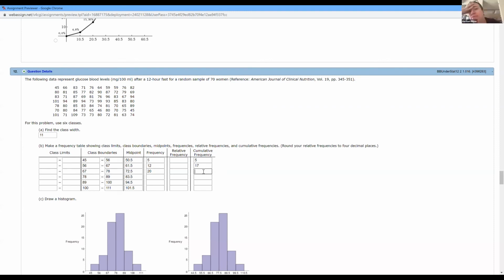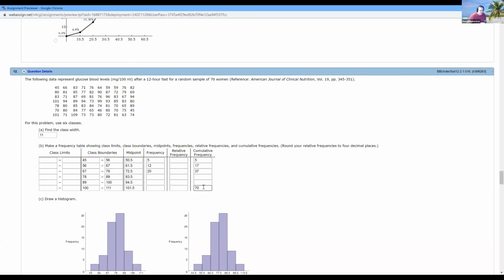37. Right. Now, when you're doing cumulative frequencies, you don't need to add all the numbers again. Can't you just add the last answer to the next one? So the last answer here was 17, the next number is 20, so together you get 37. And if you do it correctly, shouldn't that last one be 70? If there's 70 numbers anyway, it should be 70.